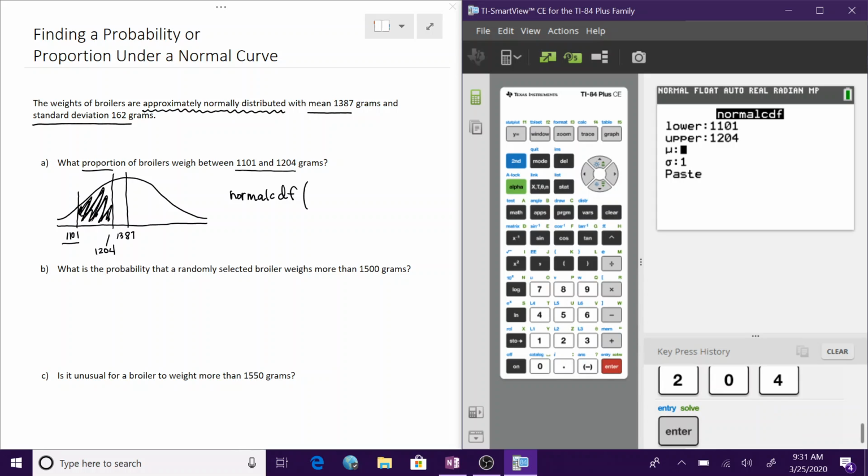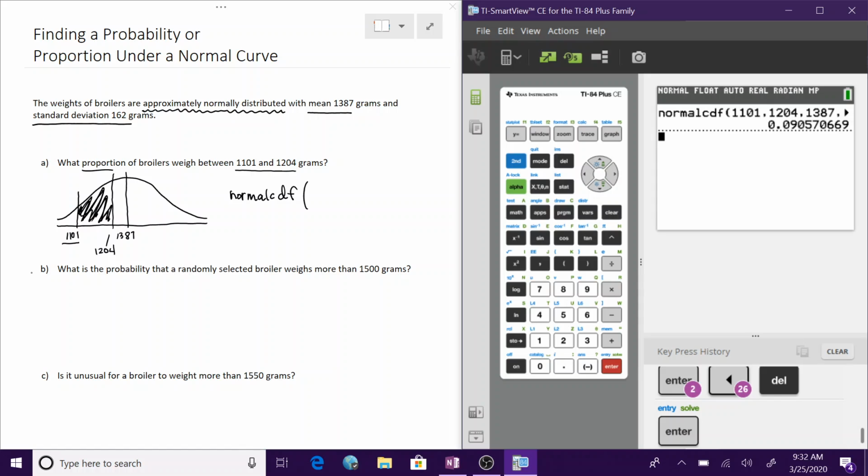And now we're actually given a mean and we're given a standard deviation. So we want to put those values into our normal CDF. So our mean was 1,387 and our standard deviation was 162. We'll press enter and make sure we go over here. I think I accidentally put a dot in front of this. I did. And we're going to press enter one more time. So our proportion of broilers weighing between 1,101 and 1,204 grams is 0.0905.